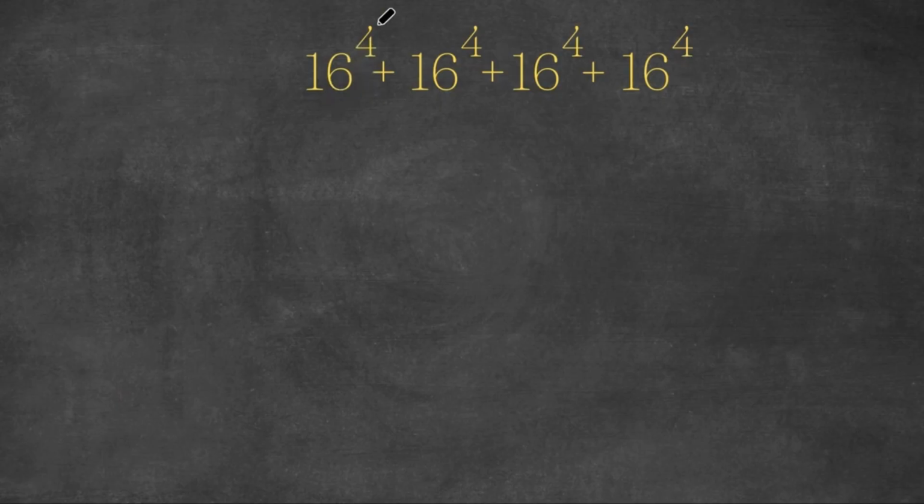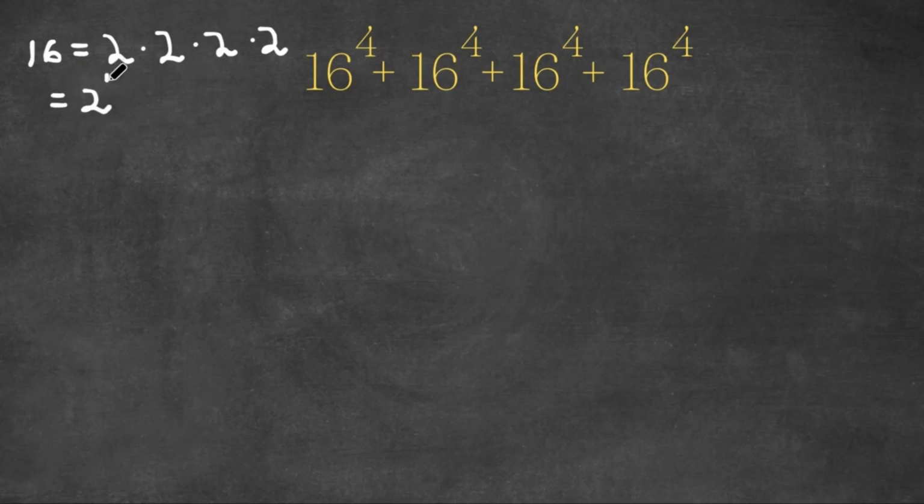Now 16 to the power of 4, well, 16 is the same thing as 2 times 2 times 2 times 2. And 2 multiplied by itself 4 times is equal to 2 to the power of 4. So 16 is equal to 2 to the power of 4. So now I'm going to replace 16 with 2 to the power of 4.